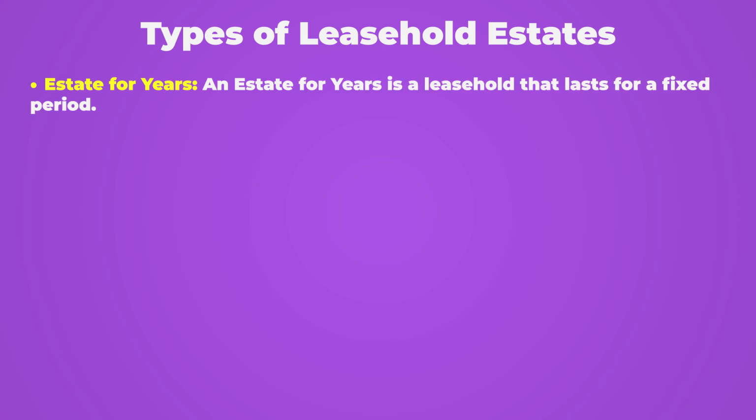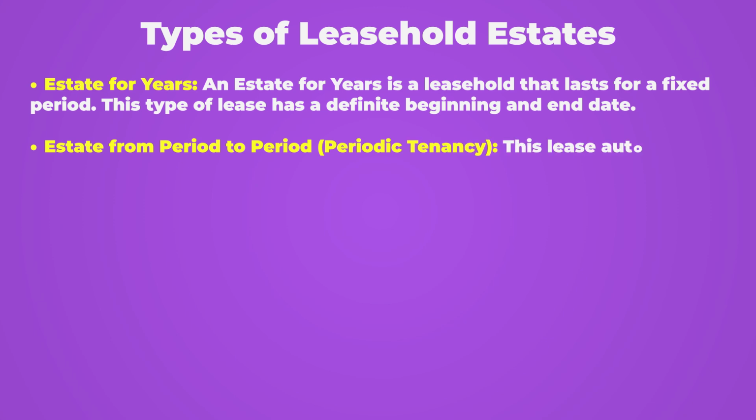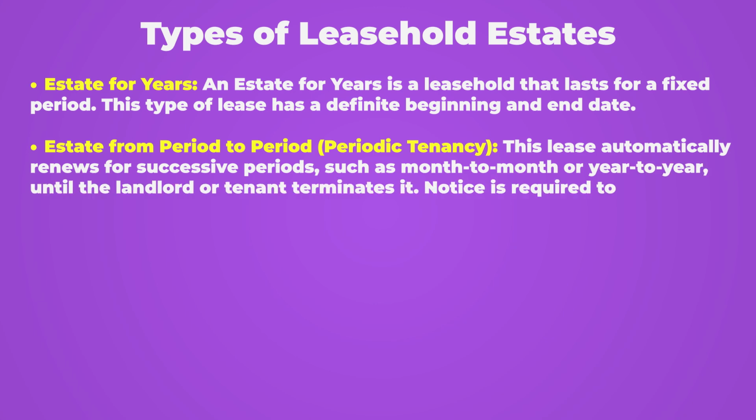such as 6 months or a year. This type of lease has a definite beginning and end date. Once the lease term ends, the tenant must vacate the property unless a new lease is negotiated. Estate from period to period, periodic tenancy. This type of lease automatically renews for successive periods, such as month to month or year to year, until the landlord or tenant terminates it. Notice is required to terminate this type of tenancy, and the notice period typically matches the rental period.